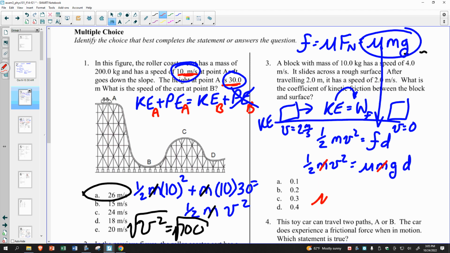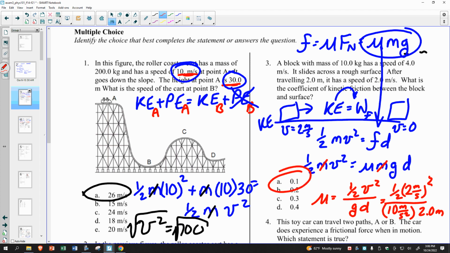So to solve it for mu, it's going to be 1/2 v squared divided by g times d. That's 1/2 of 2 meters per second squared, divided by 10 meters per second squared times d, which is, it travels 2 meters. So that's 2, it's 1/10, so it's 0.1 is the answer.